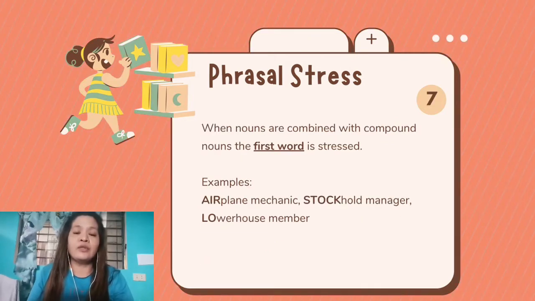The next is when nouns are combined with compound nouns, the first word is stressed. The stress now is on the first word. Examples: airplane mechanic. The stress is on the word air, on the first word. The next is stockholder manager. The stress is on the stock. Can't you see? It is on the first word. The next example is lower house member. The stress is still on the first word.